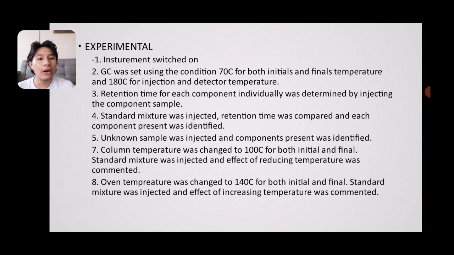Number 7, column temperature was changed to 100 degrees for both initial and final. Standard mixture was injected and the effect of reducing the temperature was commented on during the change of temperature. Lastly, number 8, oven temperature was changed to 140 degrees for both initial and final. Standard mixture was then injected. So next we need to comment on the increase of temperature and the effect.